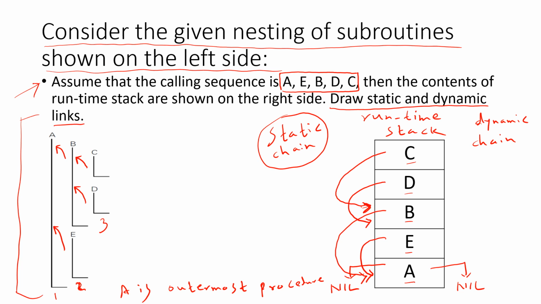Then the next thing is very straightforward. E is called by A. So the dynamic link for E would point to A, because E is called by A. So A is the dynamic parent of E. Similarly, B is called by E. So E is the dynamic parent of B. So the dynamic link for B will point to the dynamic parent of B, which is E.